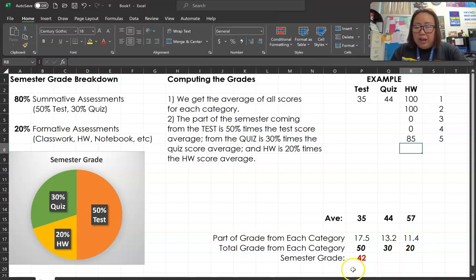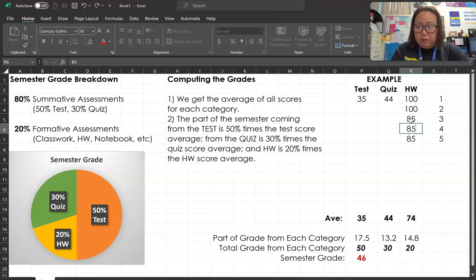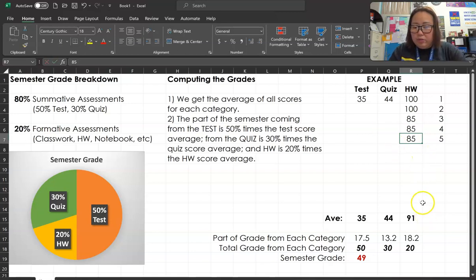Okay, so what happened? Let's say this kid wants to improve his score, and realized, oh, I need to make up these missing assignments. So from a 42%, this kid turned in the homework, and as you know, when you have late homeworks, you get some penalty. So let's say the highest score for a late homework is 85%. So let's change this to 85, and this is 85. So as you can see, there was a very little change in the grade.